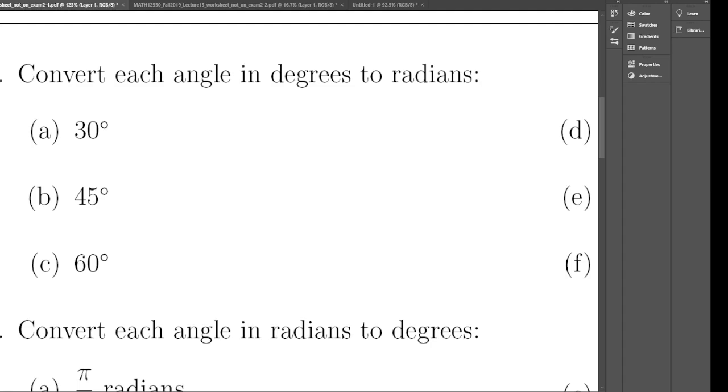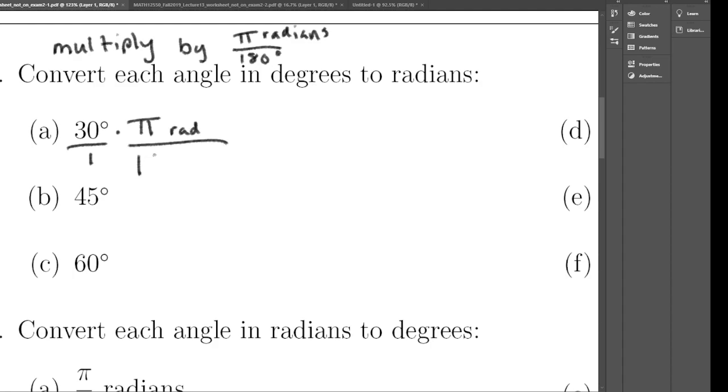Now, to convert from degrees to radians, we're going to multiply by pi radians over 180 degrees. By multiplying by this fraction, you'll notice we started with degrees, then we multiply by a number with degrees on the bottom, so the degrees are going to cancel. Here's what I mean. 30 degrees, you can think of this as 30 degrees over 1, because everything is over 1, times pi radians over 180 degrees.